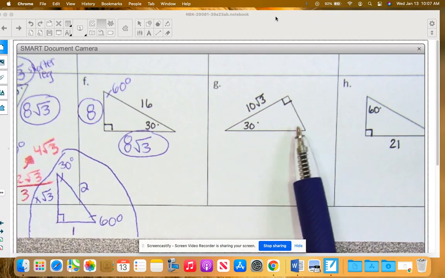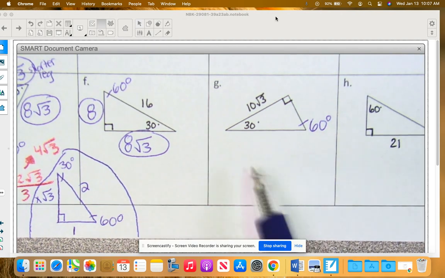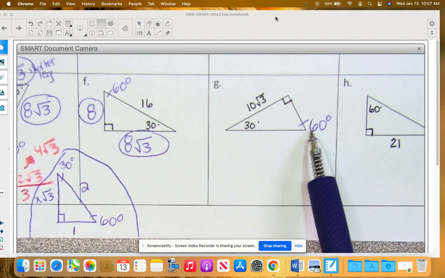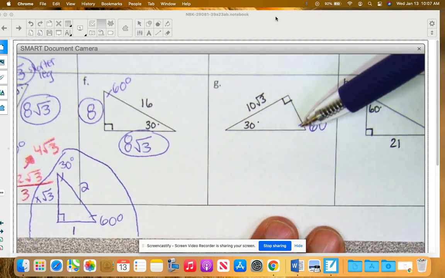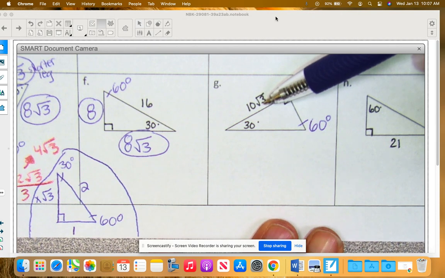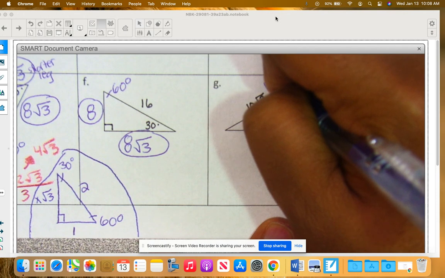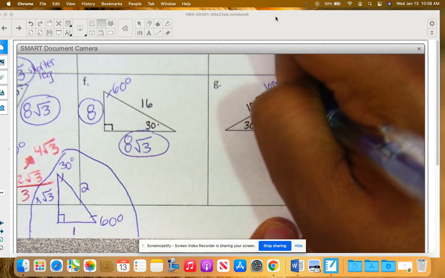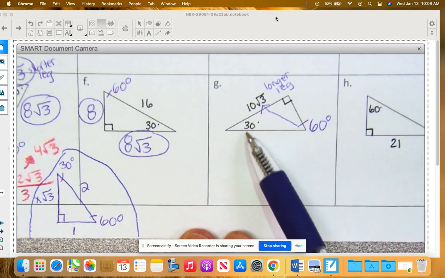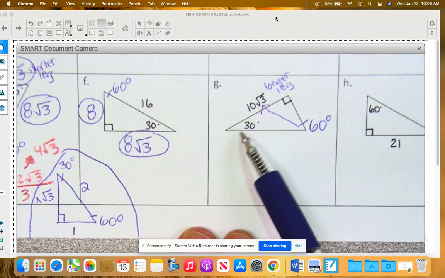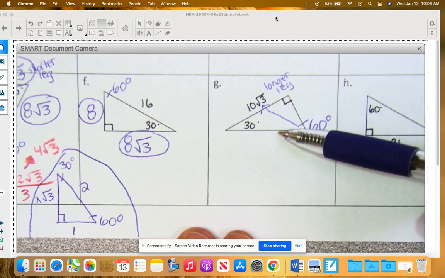If this is 30, this is 60. So I'm on to example G. So this is 30, this is 60. We're going to go through and find what we're missing. I know that across from 60 is my longer leg, so I'm going to label this the longer leg. And I know it's the longer leg because it's directly across from 60. So that means we're looking for the shorter leg. So find 30, go across. We're looking for the shorter leg, and we're looking for the hypotenuse.